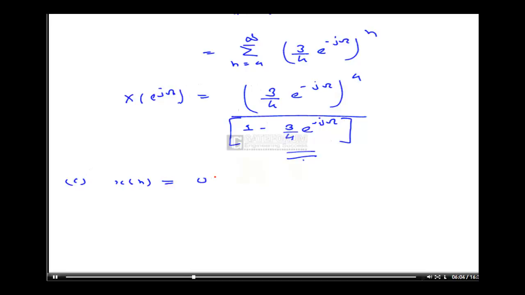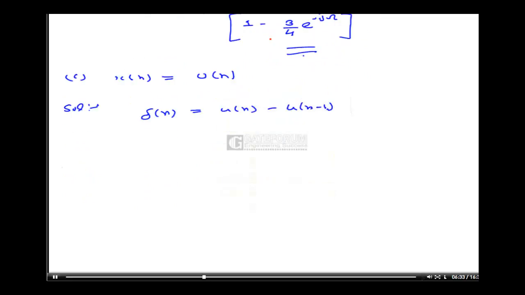Next, DTFT of unit step sequence. This can be found, but it is not found easily by this method because it does not satisfy the Dirichlet condition. So we have to see some other method. We know delta[n] equals u[n] minus u[n minus 1]. Okay.